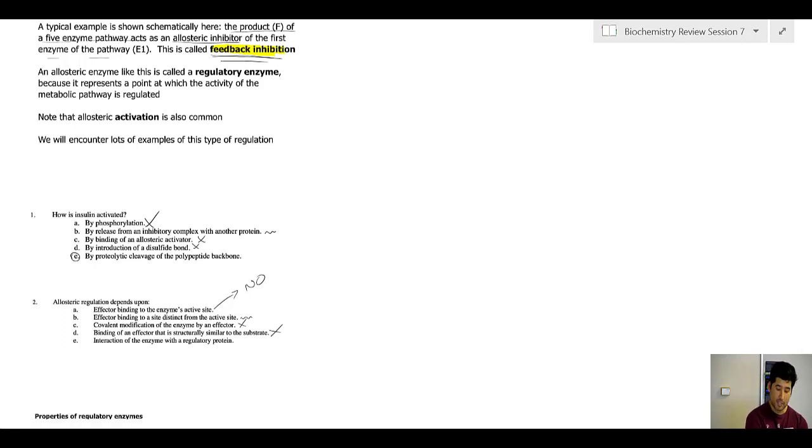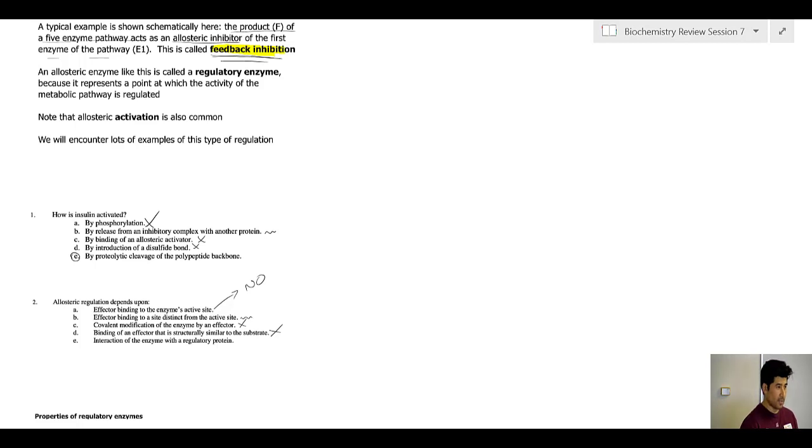Is allosteric regulation dependent on another enzyme reacting with a regulatory protein? Or is allosteric regulation dependent on the substrate of the allosteric effector? So either we have interaction of the enzyme with a regulatory protein, or the concentration of the allosteric effector. Which of those do you think allosteric regulation depends on? A protein or the effector? The effector. Allosteric regulation depends on the effectors.